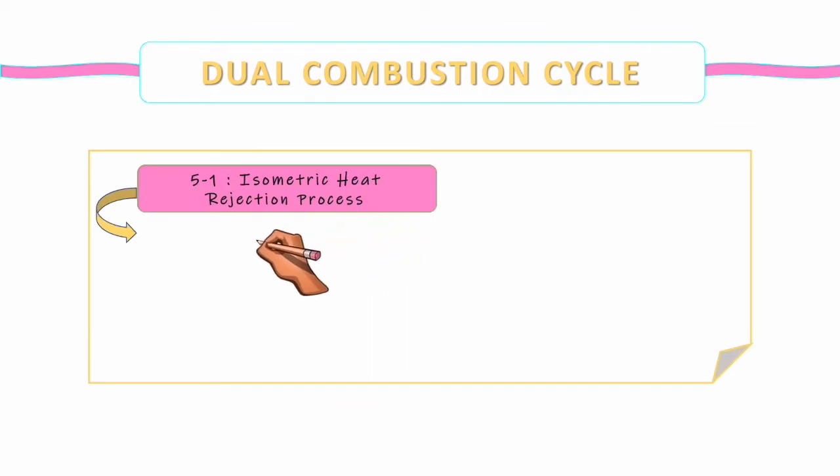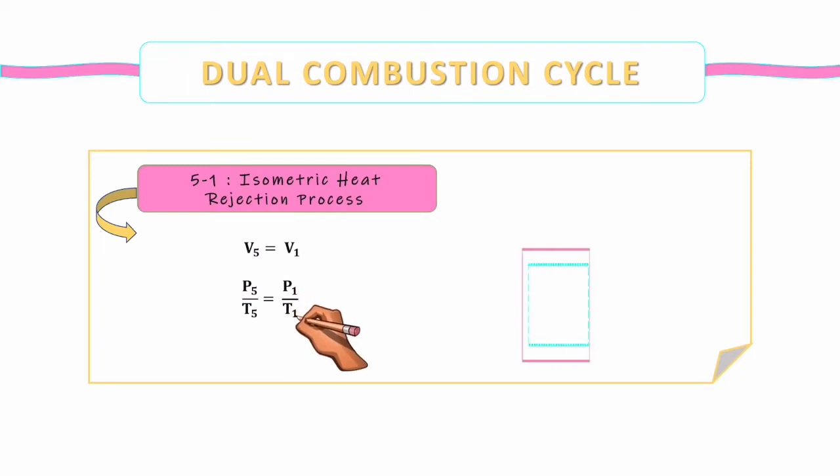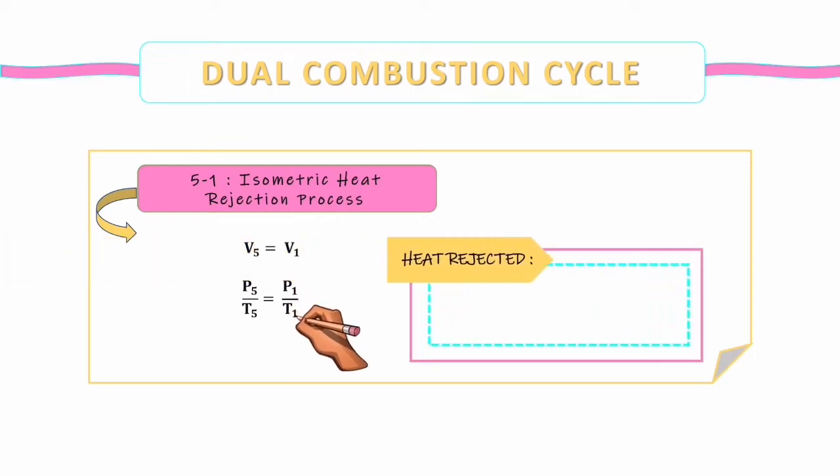At point 5 to 1, which is the isometric heat rejection process, the volume is constant from point 5 to point 1. So V5 is equal to V1, or P5 over T5 is equal to P1 over T1. For the heat rejected during the isometric heat rejection process, QR is equal to mCV multiplied by T5 minus T1.